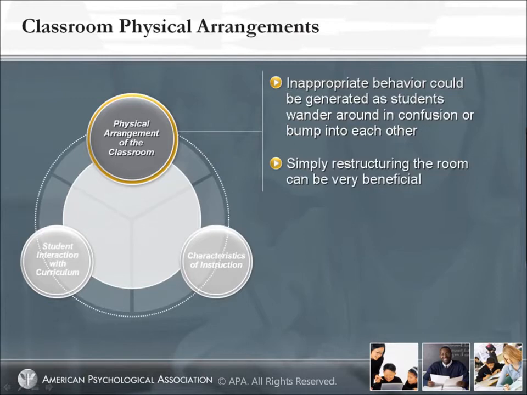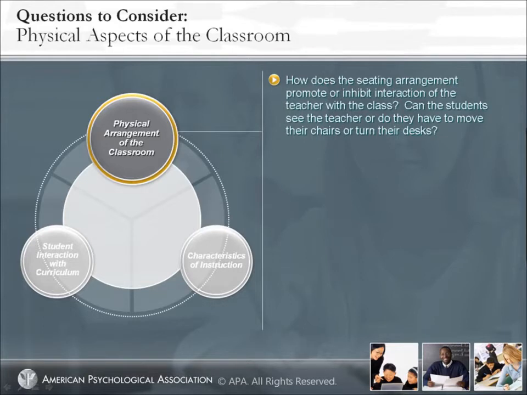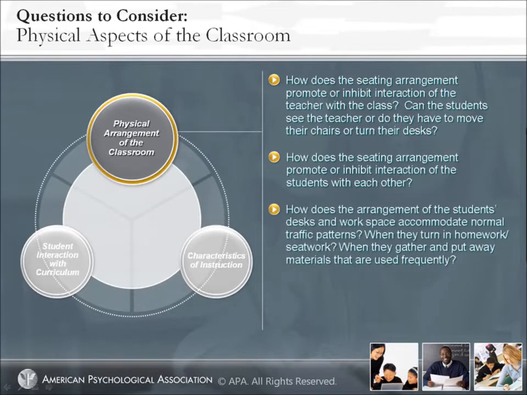Relative to the physical arrangement of the room, we could ask the following questions. How does the seating arrangement promote or inhibit classroom interaction? Can the students see the teacher, or do they have to move their chairs or turn their desks in order to do so? How does the seating arrangement promote or inhibit students' interaction with each other? How does the arrangement of students' desks and workspace accommodate normal traffic patterns when they turn in homework, seat work, when they gather and put away materials that are used frequently?